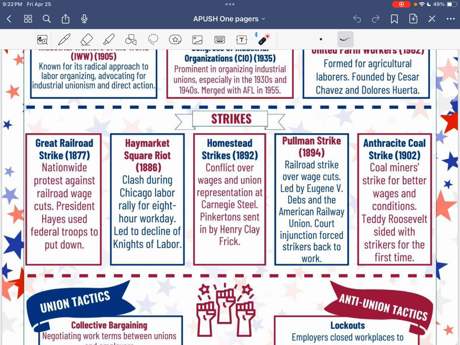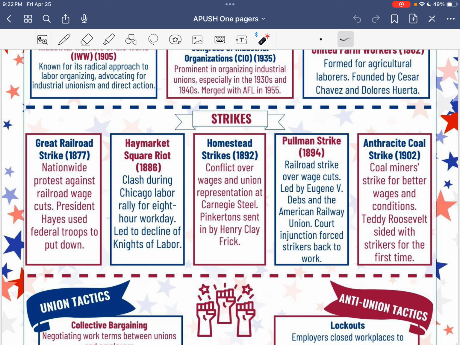There are violent clashes. The military's called in. Federal troops are called in. The strike didn't really get what it wanted, but it starts this turning point where we're going to see strikes be the method of labor unions.